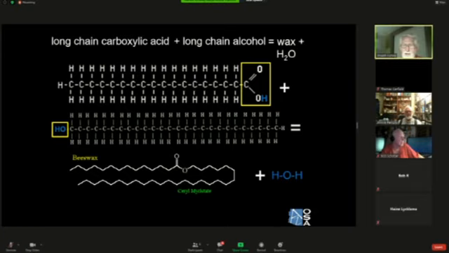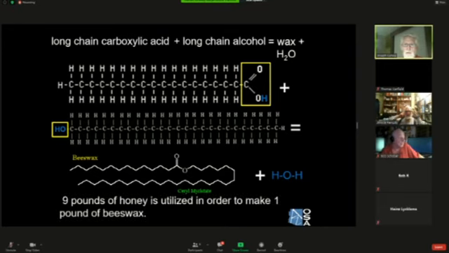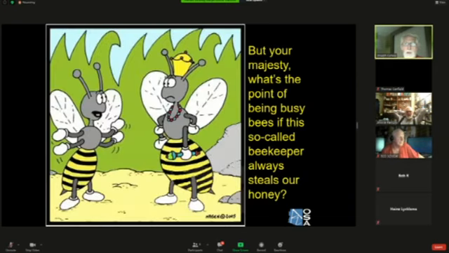So those little platelets of wax are used then to form the honeycombs to make the cells that make up the hive. And it takes 9 pounds of honey in order to produce 1 pound of beeswax. Wow. 9 pounds of honey they ingest in order to make 1 pound of beeswax.